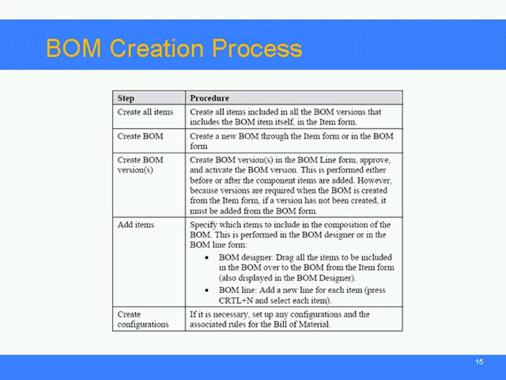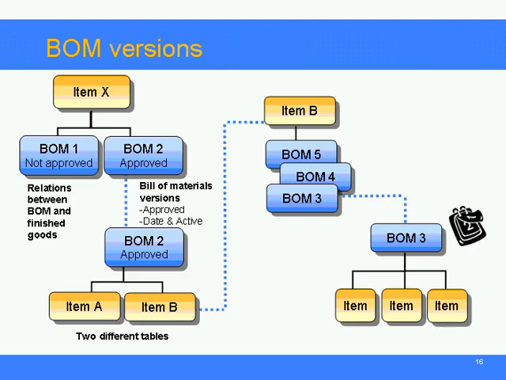If you use BOM designer, you can drag all the items to be included in the BOM over to the BOM form, and the item form is also displayed in the BOM designer. If you use BOM line, you can add a new line for each item, so press Ctrl+N and select each item. And if it's necessary, set up any configuration and the associated rules for the bill of materials.